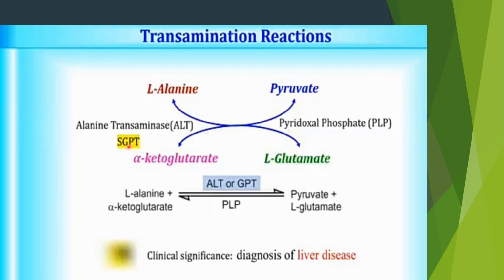SGPT stands for serum glutamate pyruvate transaminase. The reaction can also be written as L-alanine plus alpha ketoglutarate forms pyruvate plus L-glutamate. ALT or SGPT has clinical significance because it is used for the diagnosis of liver diseases.